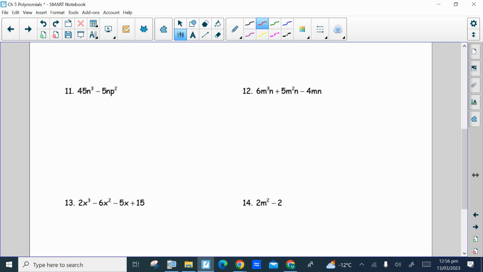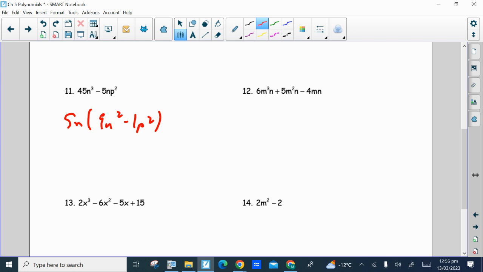Number 11. Remember, first step always look for a common factor. There is a common factor here of 5n. Both terms are divisible by 5, and each term has at least one n in it. So that's your common factor. To get the other factor, divide all the terms by the common factor of 5n. 45 divided by 5 is 9. n cubed divided by n is n squared. Negative 5 divided by 5 is minus 1. When you divide the n's, they cancel. p squared divided by nothing, p stays p squared. So there's your first step.